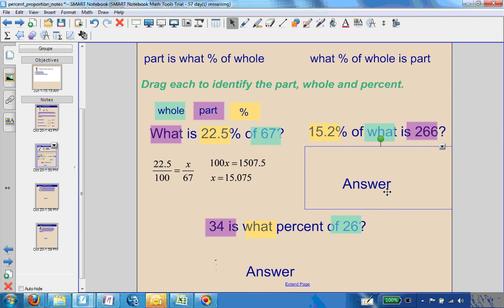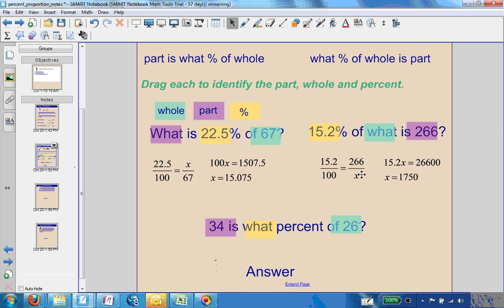In the next example, we're going to set this up. The X will go where our whole is, right here. So 15.2 is our percent, 266 is our part, and we're trying to figure out what number 266 is 15.2% of. It's obviously going to be a big number. 15.2 times X equals 266 times 100. Divide both sides by 15.2, you get 1,750, and it is indeed a big number for our whole.